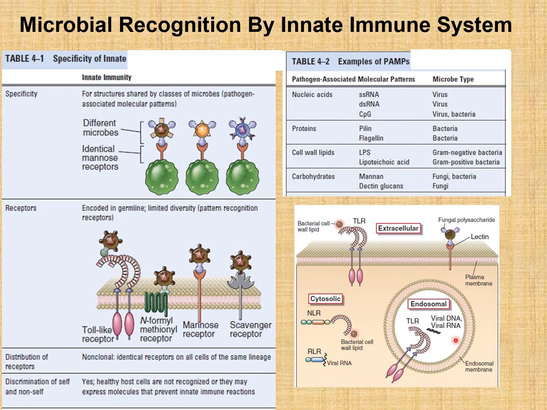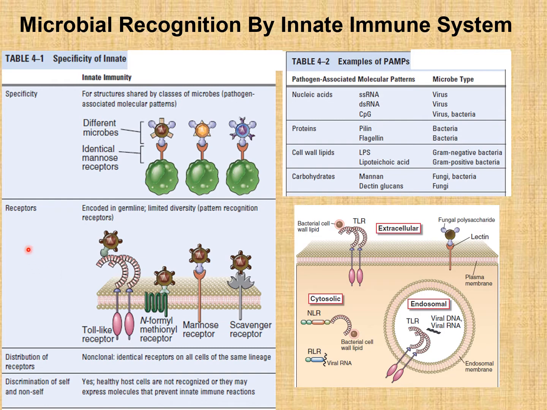These can also be present in the cytoplasm like receptors called NLR or NOD-like receptors which recognize the bacterial cell wall lipid, or RLR which stands for RIG-like receptor which recognizes the viral RNA. Here you can also see another type of plasma membrane associated receptor called lectin-like receptor which recognizes the fungal polysaccharide.